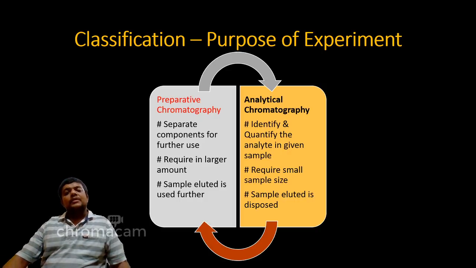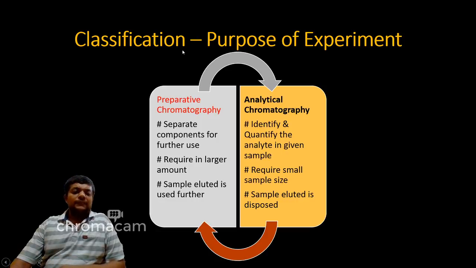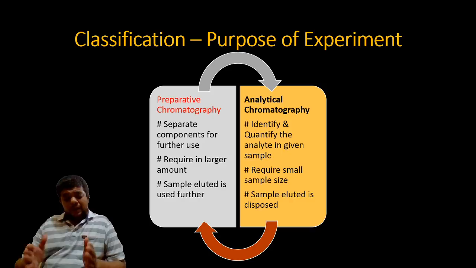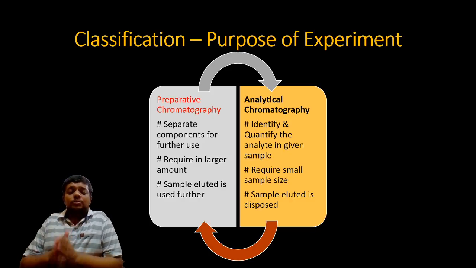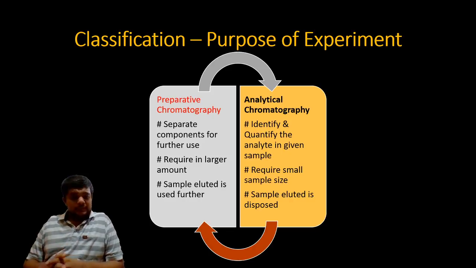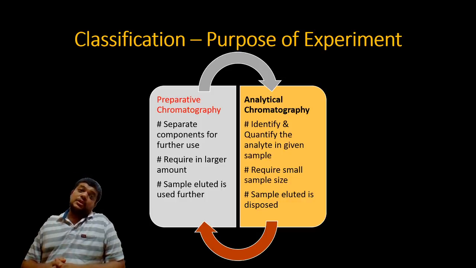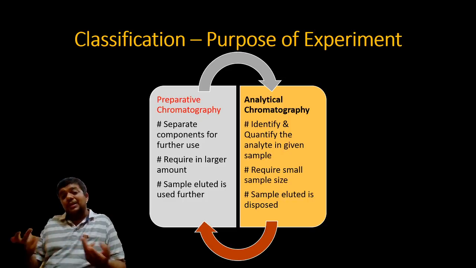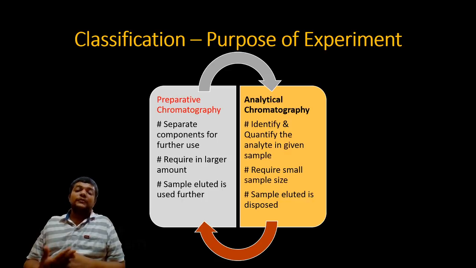Remember very well, when we say preparative chromatography, we separate components for further use. The components are separated so that you can collect them in a larger quantity and use them for further research, especially natural products, which are required in a large amount. So if you require the separated product in a large amount, you will require the sample in a large amount. The sample eluted is used further in research.